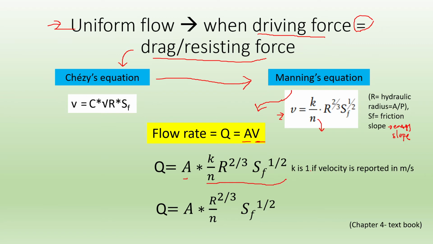K is 1 if velocity is reported in meters per second. In our case, K is always equal to 1, so it does not appear in the equation. This description can be found in chapter 4 of the textbook that I introduced to you.